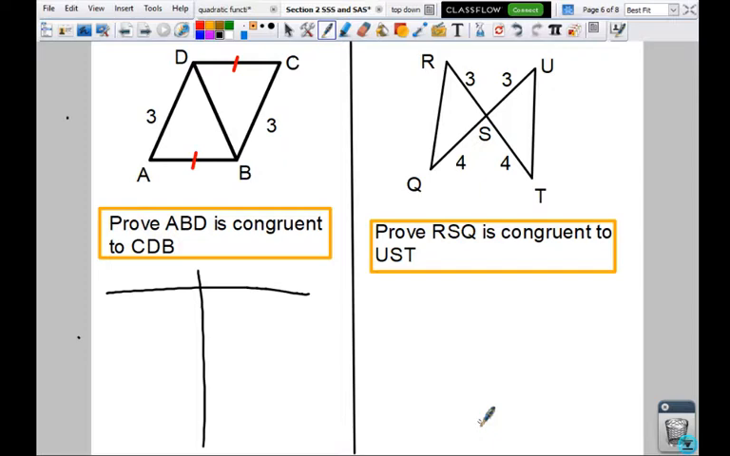Decide if you can do side, side, side, or side, angle, side. And make sure you have stuff that matches up the right way. You might have a side, angle, side, but maybe it's in the wrong order. If you finish the first one, you can move on to the second one. But we're going to do it one at a time first.